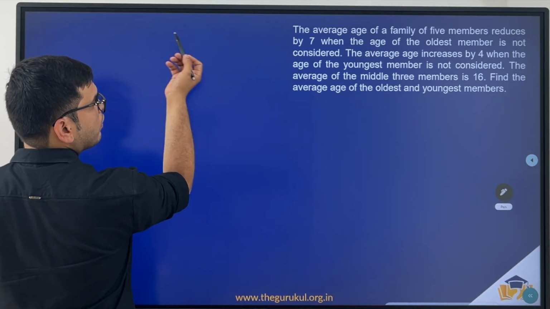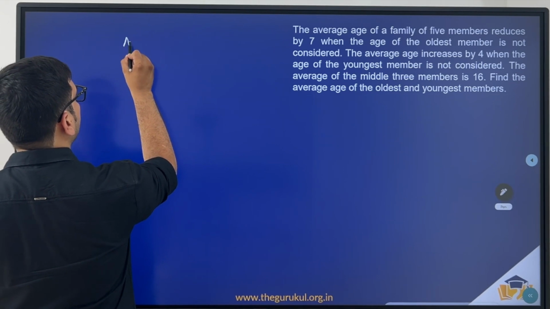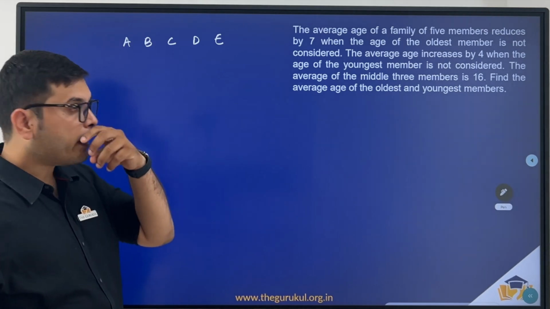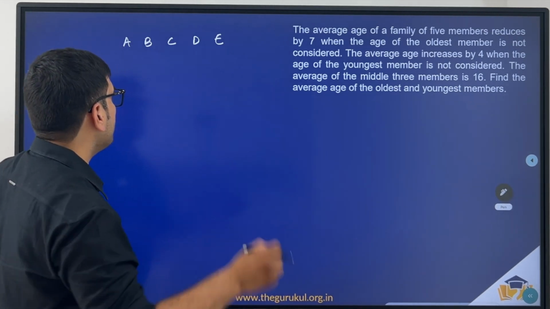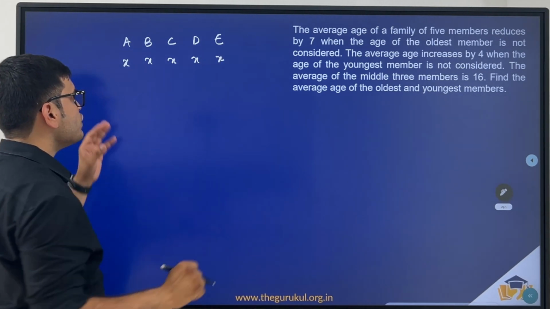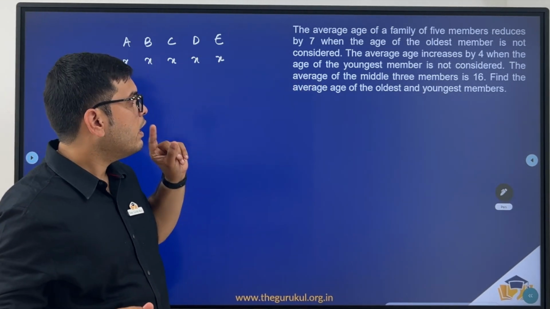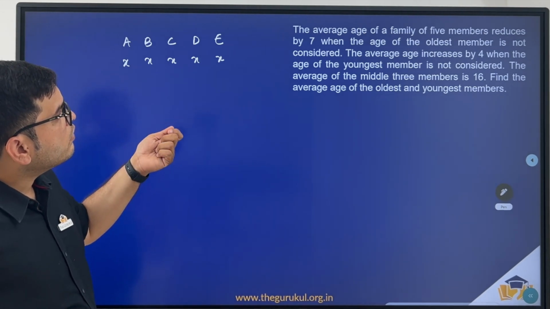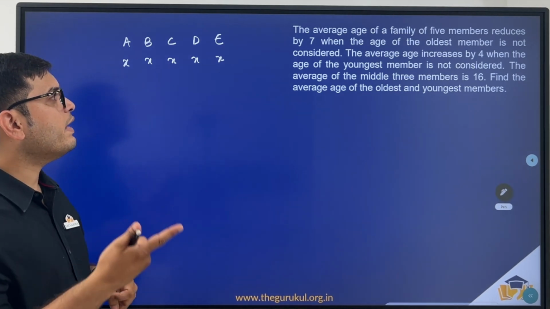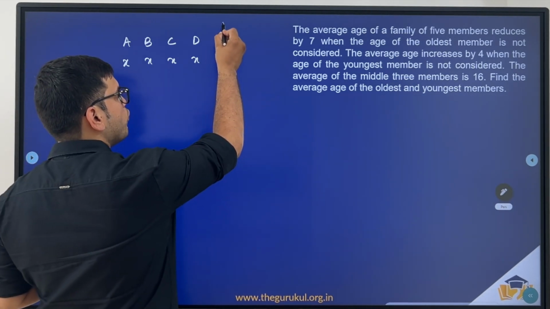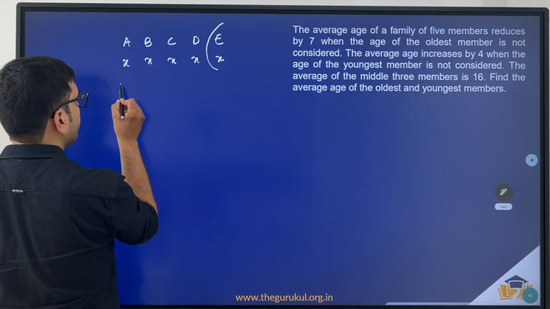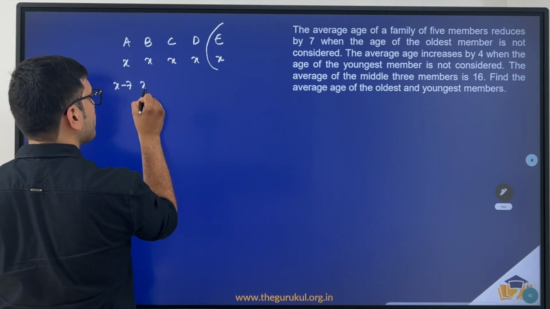So let me consider these 5 members as A, B, C, D, and E. Now A being the youngest and E being the oldest. Now let the average be X. Now the average age of all these 5 people is X. Now it is mentioned that the average age of the family of 5 members reduces by 7 when the age of the oldest member is not considered. So when this person leaves, there will be a reduction of 7 in the average. So the average will be X minus 7.